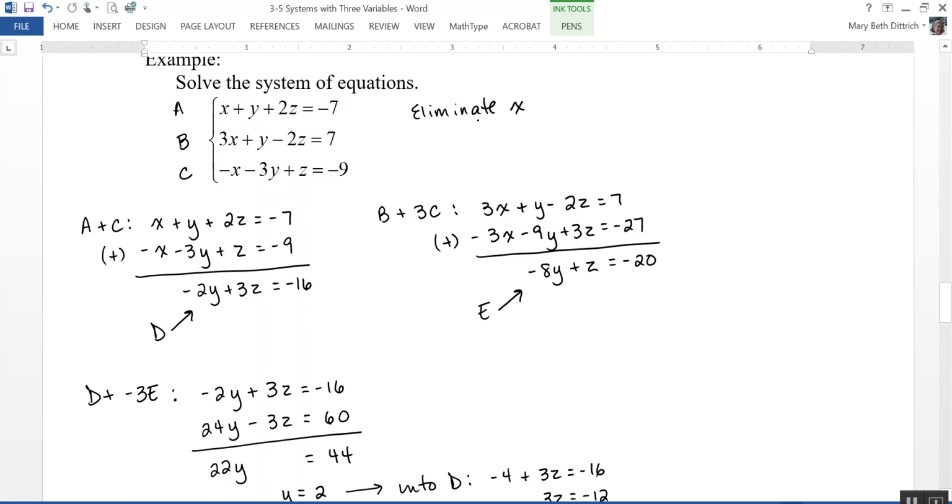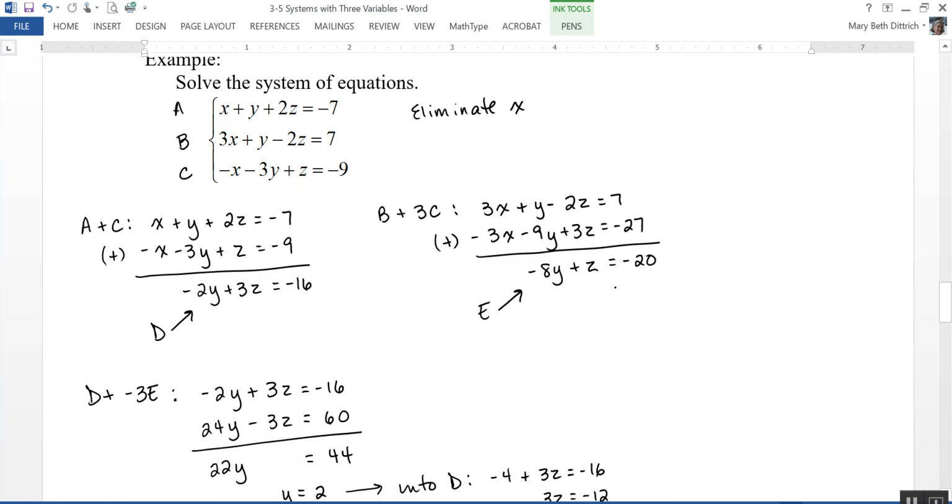I decided in this one that I was going to eliminate x because I don't know, sometimes if I don't have a preference, I'll just go for x. So I added a and c, which made sense since I had x's there, a positive x and a negative x. And then I had to multiply equation c by a 3 in order to use b and c to eliminate another x. And I got an equation in y and z, an equation in y and z.